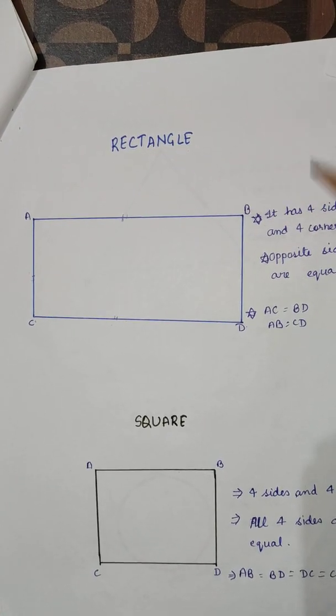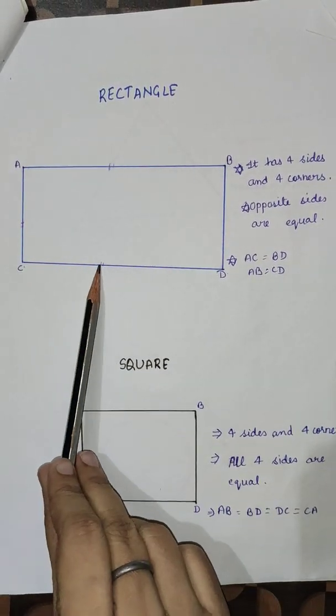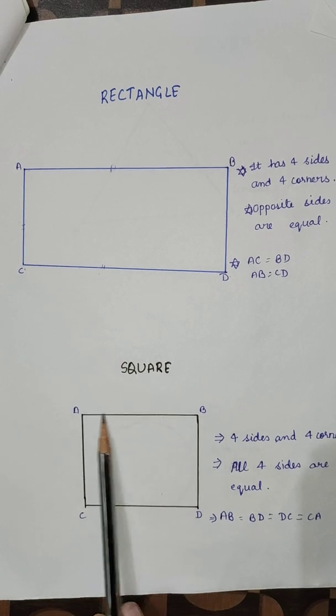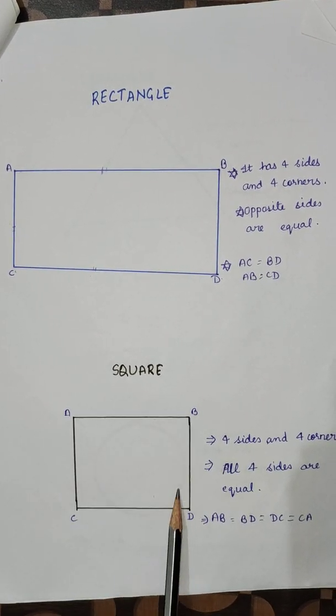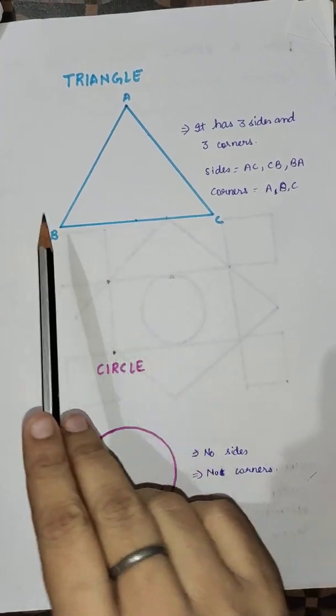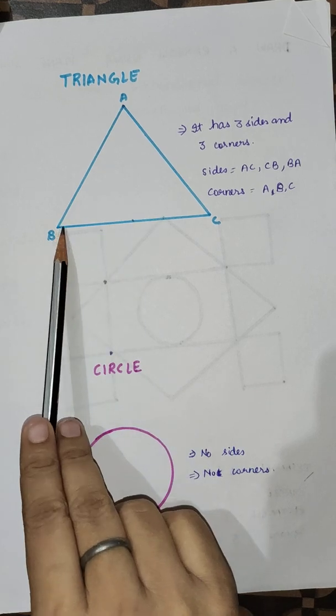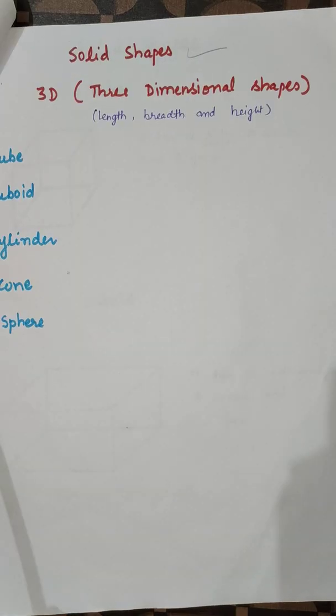A rectangle has 4 sides and 4 corners, and its opposite sides are equal. A square also has 4 sides and 4 corners, but all 4 sides are equal. A triangle has 3 sides and 3 corners. A circle has no sides and no corners.